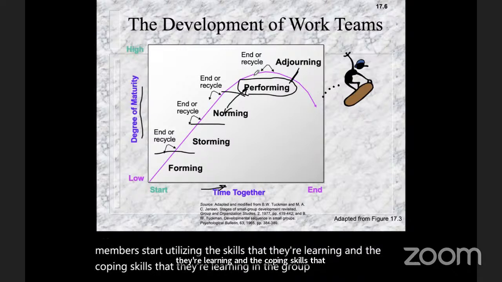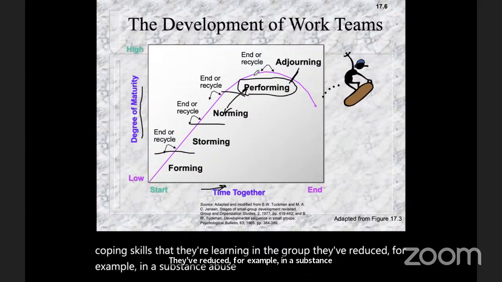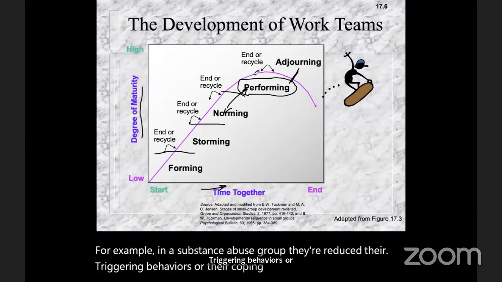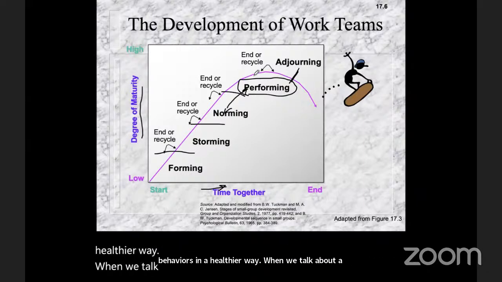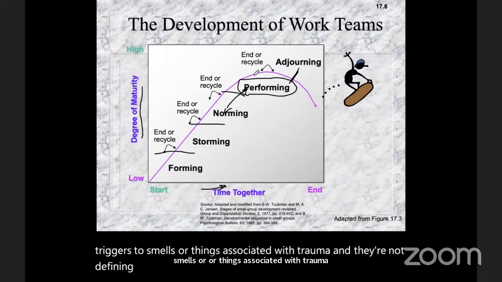They've reduced, for example, in a substance abuse group, their triggering behaviors, or they're coping with triggering behaviors in a healthier way. When we talk about a trauma-based group, they're having fewer triggers to smells or things associated with trauma, and they're not defining themselves as the trauma.